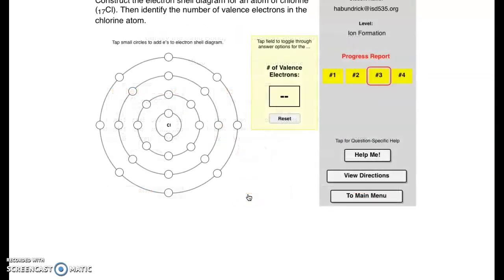For ion formation, if you look at the symbol up here in parentheses, it says 17Cl. So I'm going to put 17 red dots, and I'm going to start from the center and work my way out. So 1, 2.